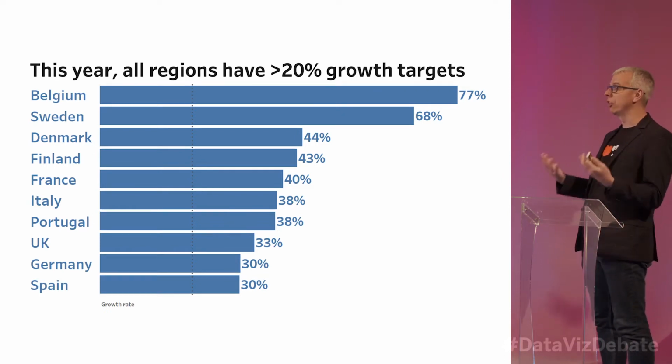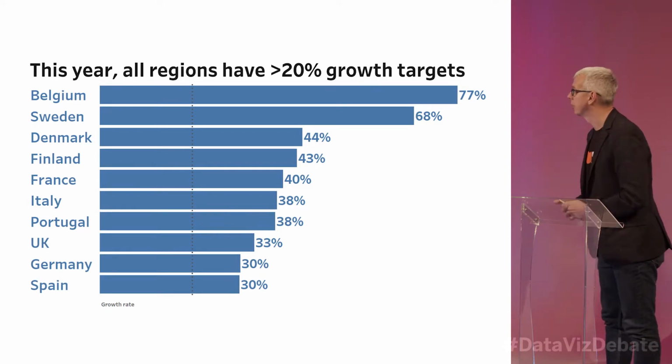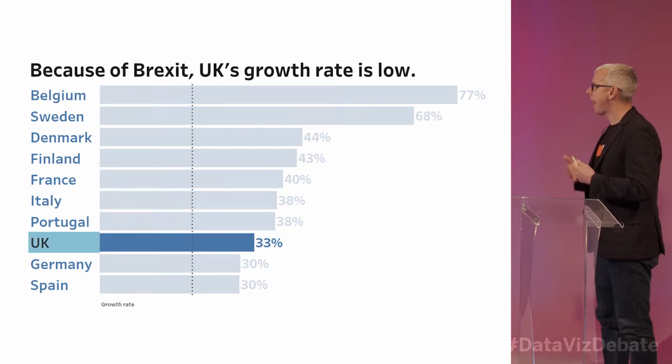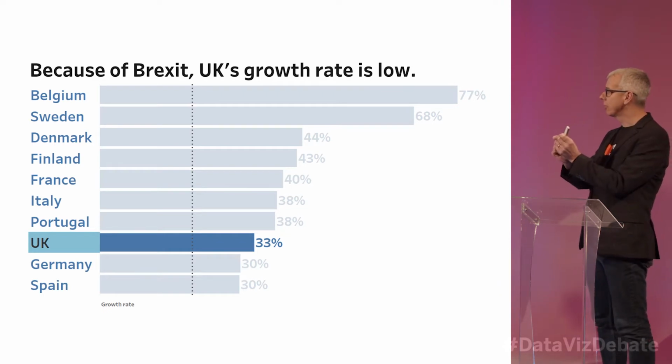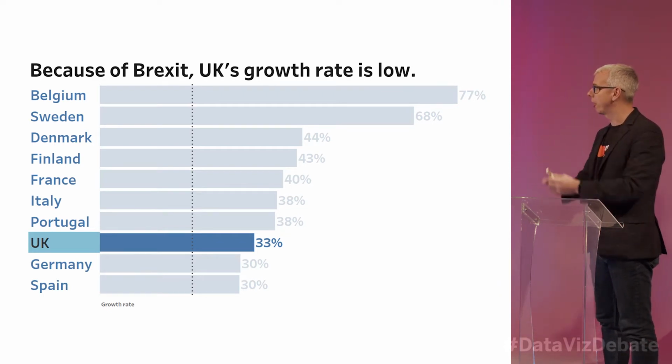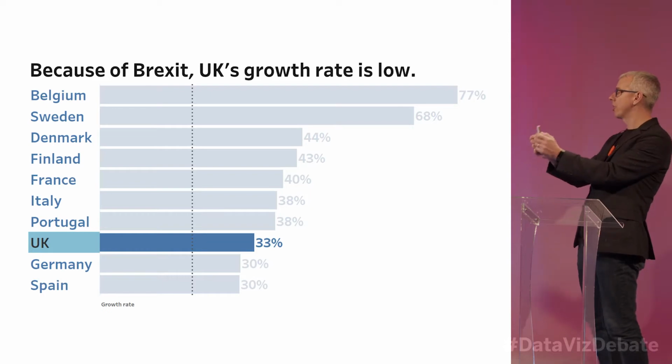Now with the title, we have understood what it is we're seeing. We could then add colour and enhance the story. Because of Brexit, UK's growth rate is low. But it's the title that communicates to the viewer what they are going to consume. You have to change the title.